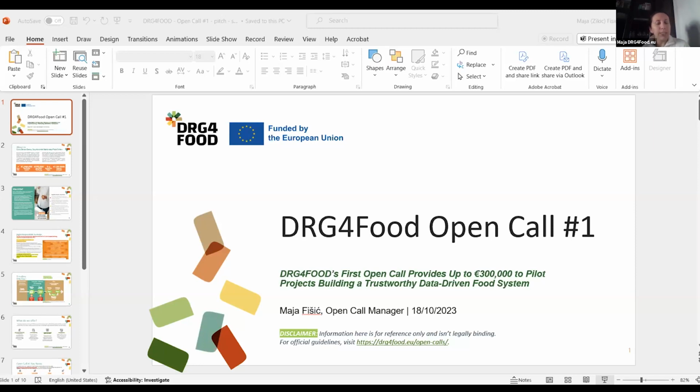What is unique in our approach is the concept of digital responsibility and digital responsibility goals. In other words, the pilots that we are going to support need to be data-driven and need to comply with the minimum basic requirements that we will, of course, along the way provide you so that you can embed the principles of digital responsibility in your solutions.